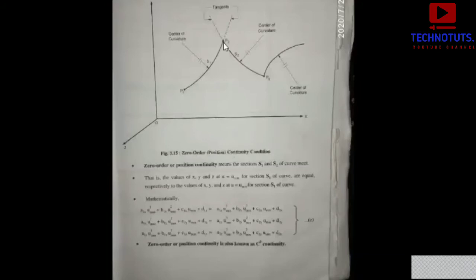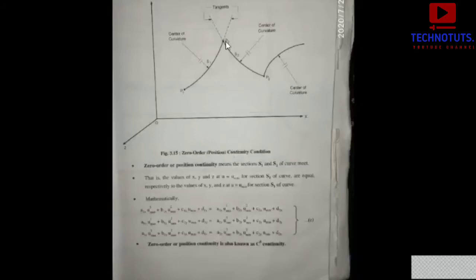So wherever the value of u is maximum for one curve and the two curves meet at a point, at that particular point the coordinates of the two sections will be equal to each other. The zero order or position continuity means the coordinates of the two sections at the point where they meet, the x, y and z coordinates, are equal for section S1 and section S2.